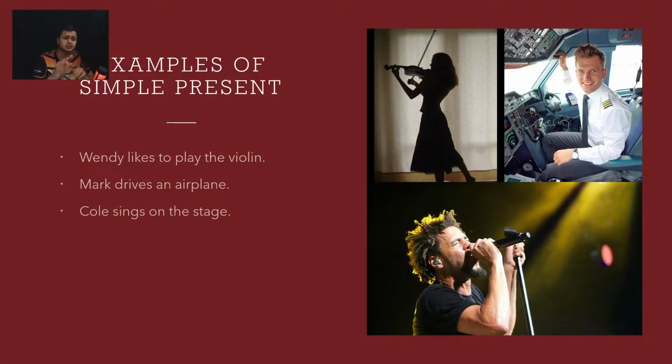Here we have 3 sentences and 3 pictures to illustrate it. The first one is Wendy likes to play the violin. In the structure, we have Wendy, who is the subject, and then we have likes to play. There are 2 verbs, and then we have the violin, which is the object. We have the other one who is Mark. Mark drives an airplane, and Cole sings on the stage.